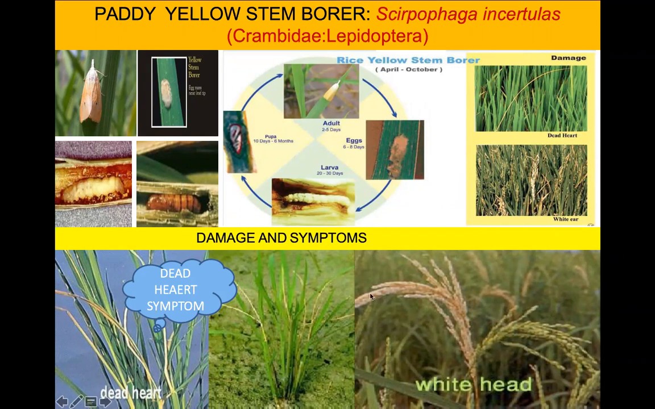And if the damage occurs during the early panicle formation stage, you can see the white ear, the drying up of the panicle, easily visible in the field from a distance.